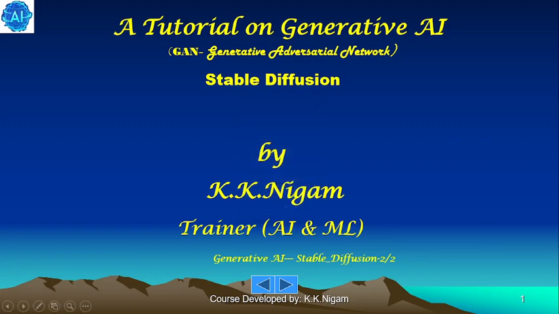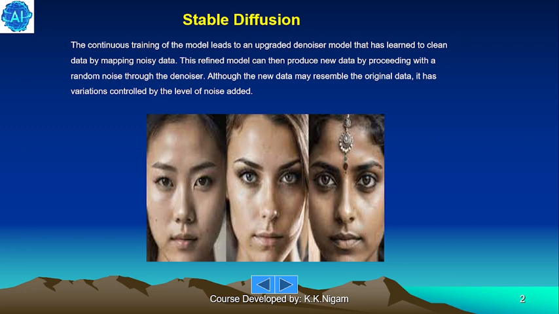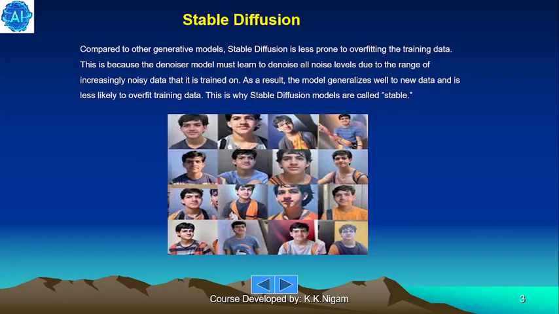Okay, so let's start the next part of the stable diffusion. The continuous training of the model leads to an upgraded denoiser model that has learned to clean data by mapping noisy data. This refined model can then produce new data by proceeding with a random noise through the denoiser. Although the new data may resemble the original data, it has variations controlled by the level of noise added.